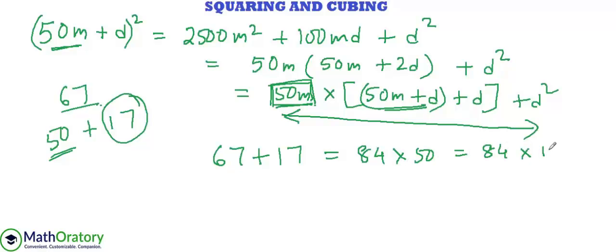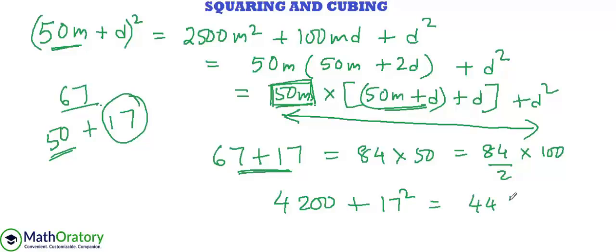So whenever you're trying to solve this mentally, you must be doing something like this. In this case, what you're doing is adding the deviation to it, dividing by 2 and just putting two zeros behind it. So effectively what you have is 4200, and then the last step, simply add the 17 square. So what you have is 4489, 17 square being 289.